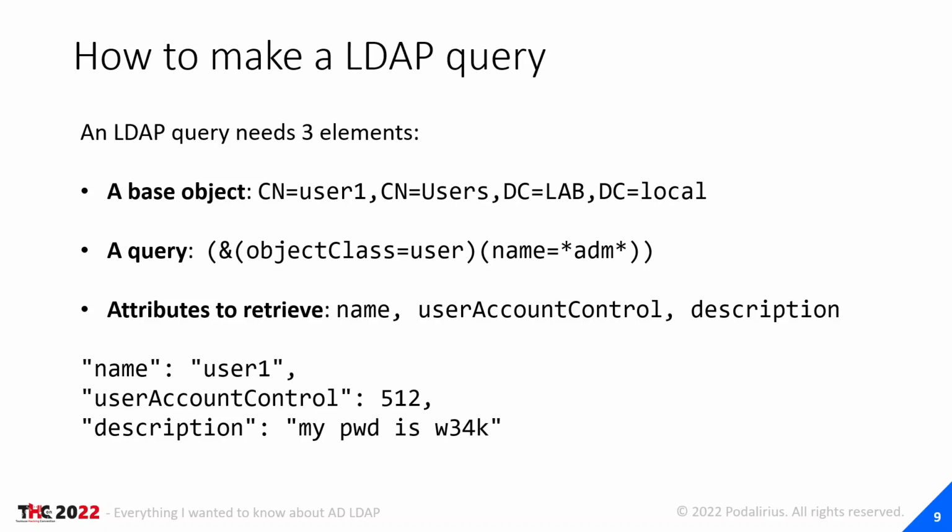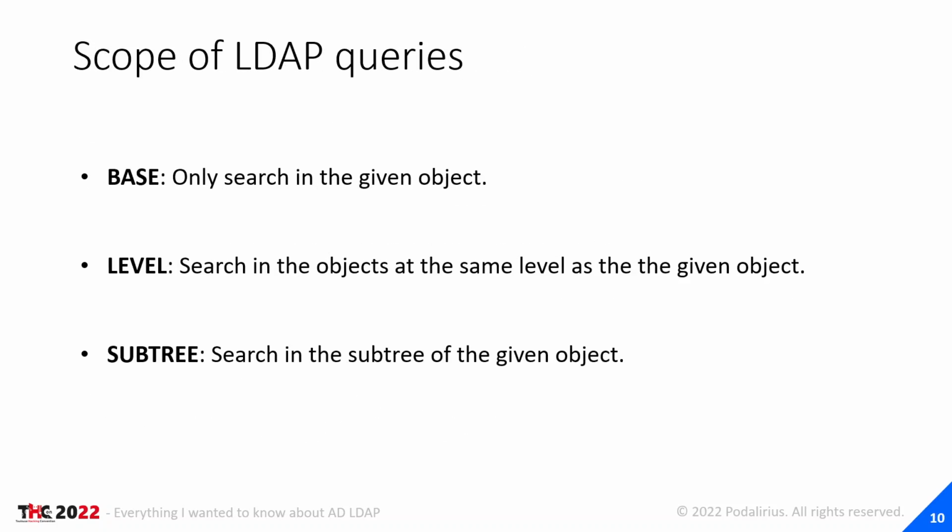But now it would be interesting to know what if we wanted to list all users, for example, or what if we wanted to make specific queries on a lot of objects at the same time. How can we do this? We can do this with scope queries. It's 3 flags you have to put inside the query to specify on which objects you are going to perform the search. So there are 3 flags for the scope of queries: base, level, and subtree.